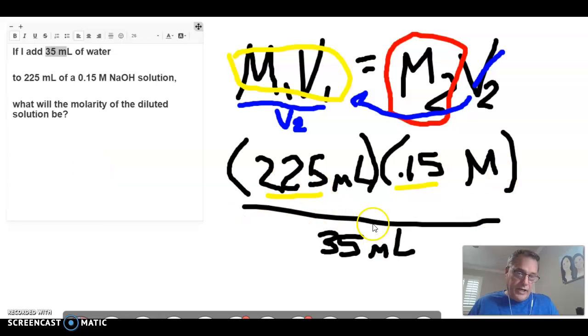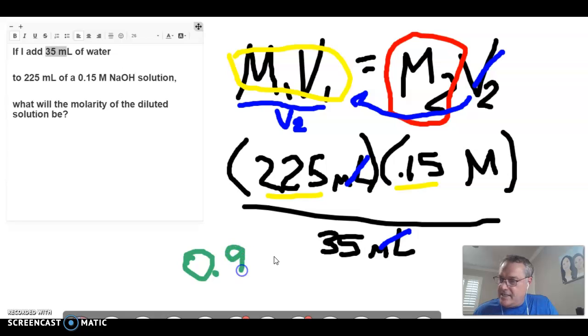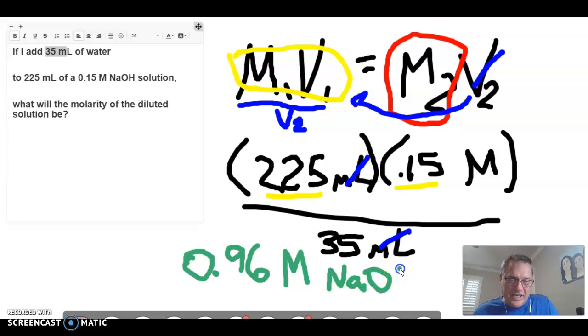All right, so we got our math set up. Notice milliliters and milliliters will cancel out, and we're left with molarity. So 225 times 0.15 divided by 35, and the answer is going to be 0.96 molarity of sodium hydroxide. So as you see, our molarity went down because we added more water. That's all it is to it.